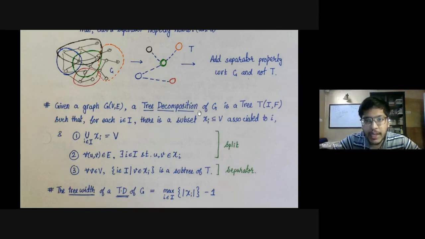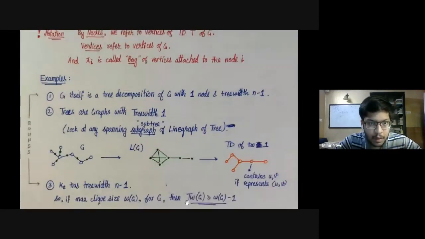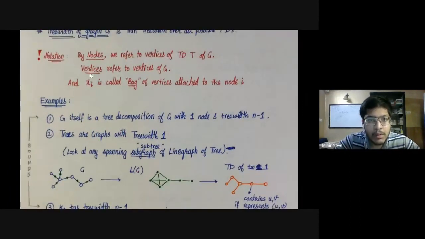Now, such a tree that is associated with this graph is called a tree decomposition. Given this tree decomposition, we define the tree width of this tree decomposition as the maximum size of chi i minus 1. We'll look at this below. So I'll just give you a quick notational preview. Whenever I am referring to vertices of the tree decomposition tree T, I'll call them nodes. And vertices are the vertices of G. And chi i is said to be the bag of vertices which is attached to node i.